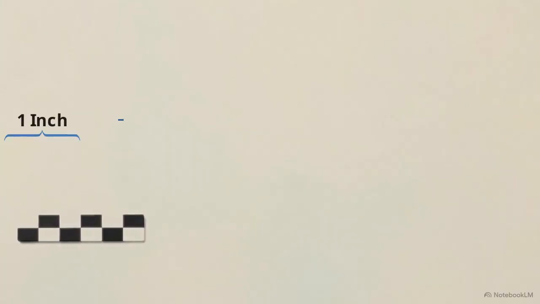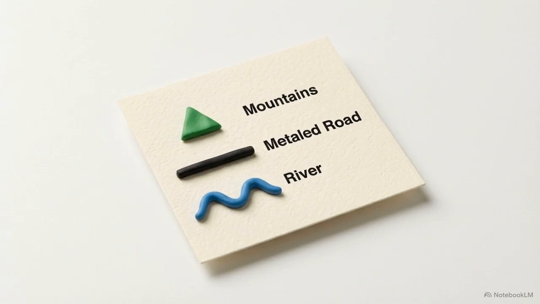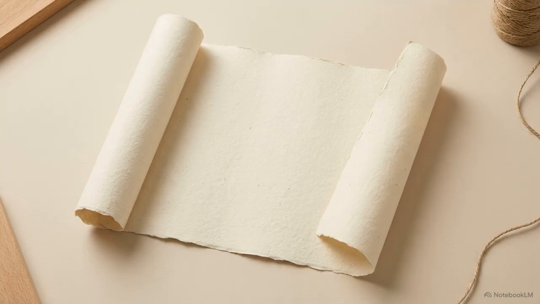This acts as a translator for distance, showing exactly how many real-world kilometers are represented by a single inch of paper. The legend identifies what the colors and shapes represent, differentiating between a mountain range, a metalled road, or a river. Maps are built for specific tasks.